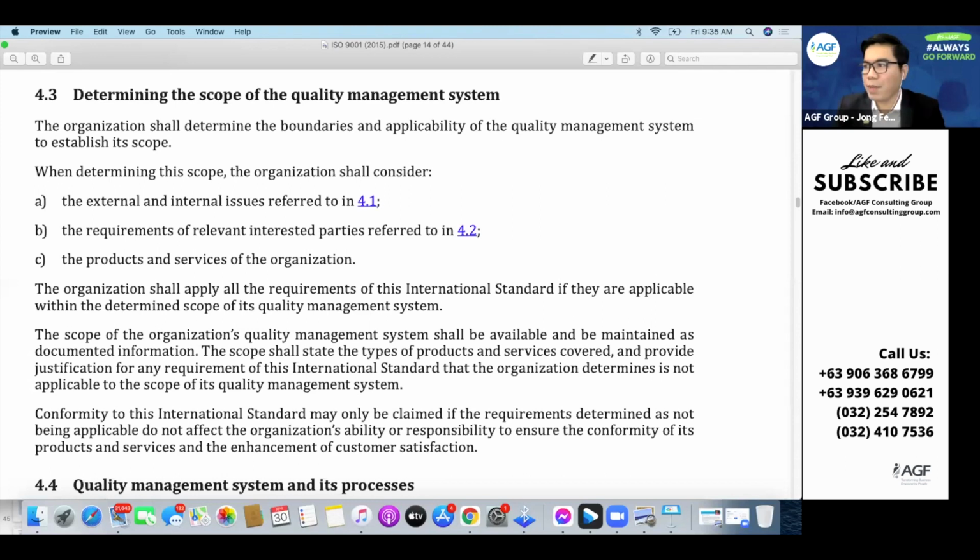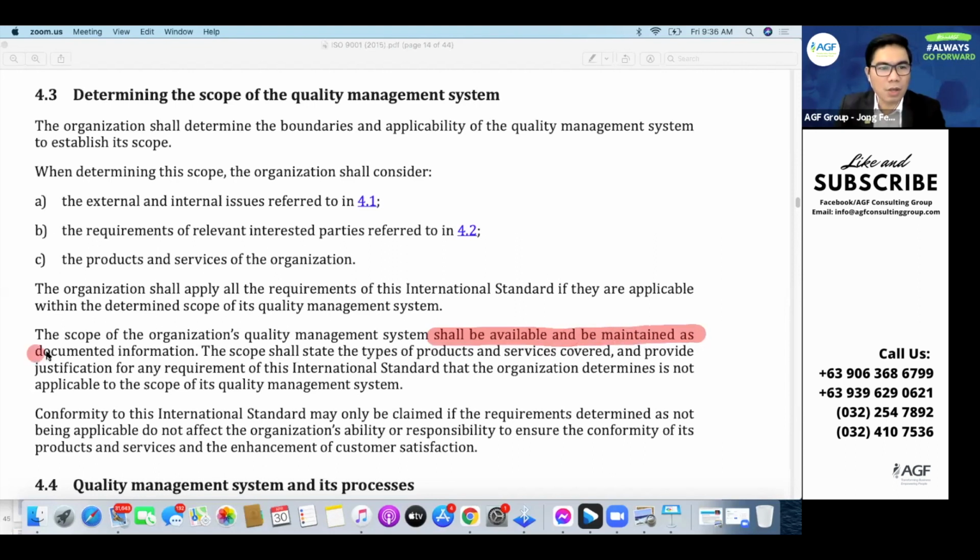So what's our basis here? Okay, here, look at this. I hope those watching in Facebook Live or while they're using a mobile device, I hope you can manage maybe zooming in into this. So I'm showing you the details now, the standard. Look at this. Let me read this. The scope of the organization's QMS shall be, look at that, available and be maintained as documented information. Period.